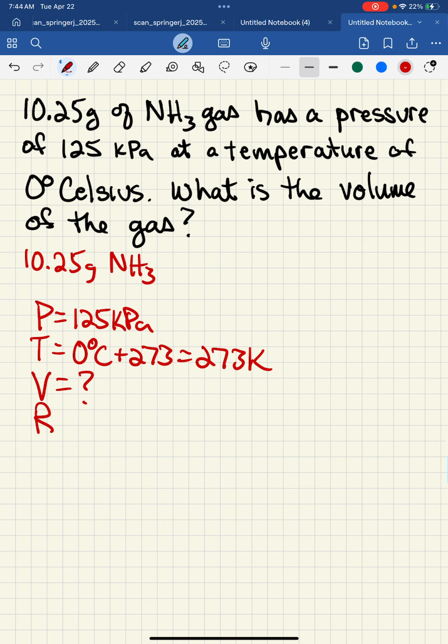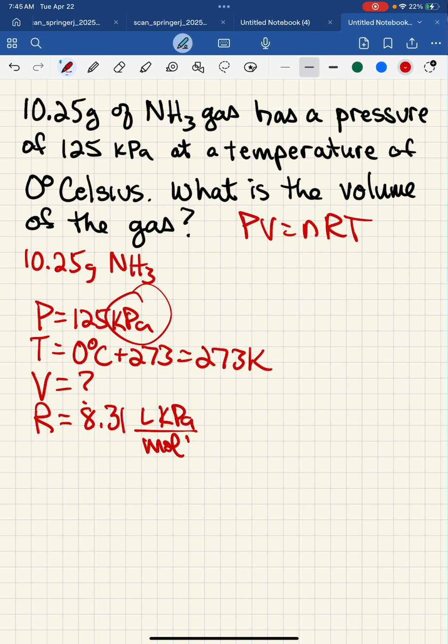I can always know R. Since we've only got one of everything, we're going to be using PV equals nRT. So R using kPa, 8.31 liter kPa per mole Kelvin. And the only thing we don't have that we still need is n, which is amount or number of moles. Now we do have, though, a mass of the gas. So if we have the mass of the gas, we want moles of the gas. We divide by the molar mass.